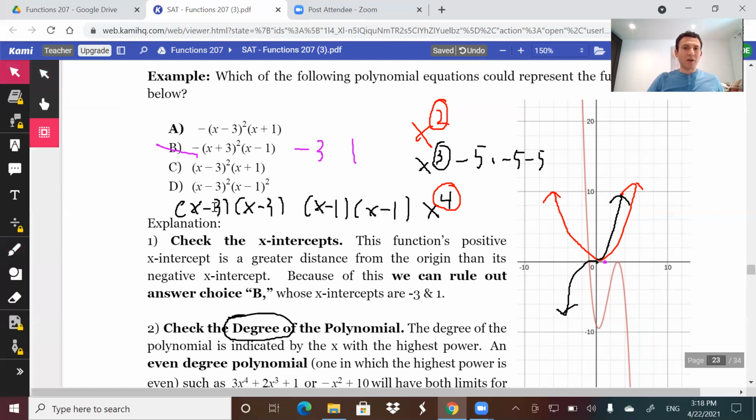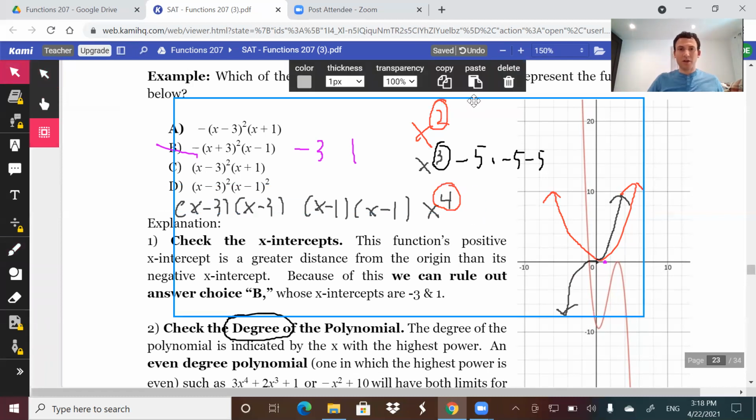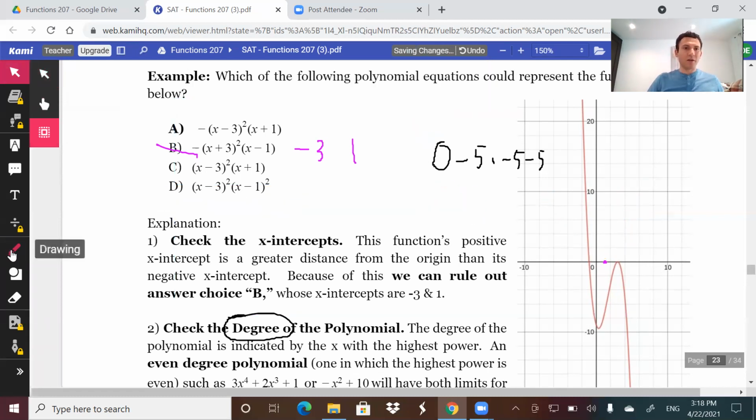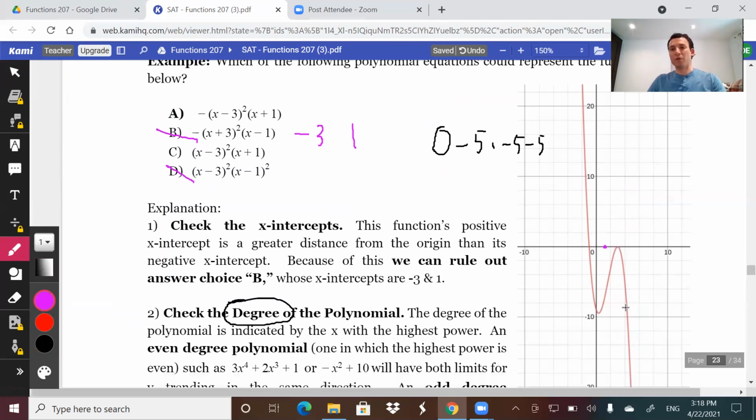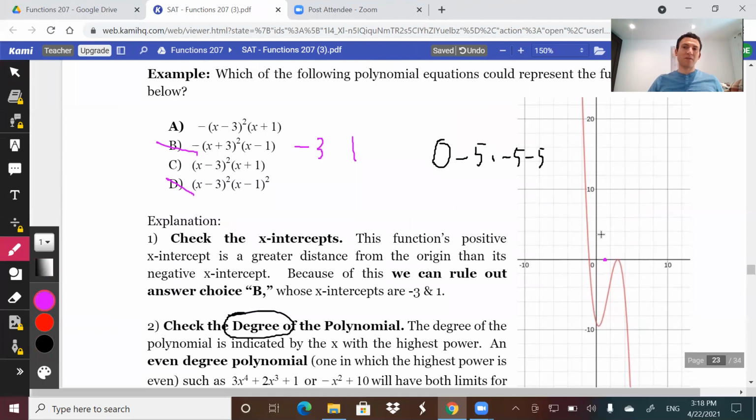So what does that all mean for this? That means essentially that the answer choice, not only is it not B due to the x-intercepts, but it's also not D, because if you look, our end behavior is opposite. As we go towards infinity on this one, we go towards a negative. As we go towards negative infinity, we go towards positive infinity for y. So now we're down to A and C.